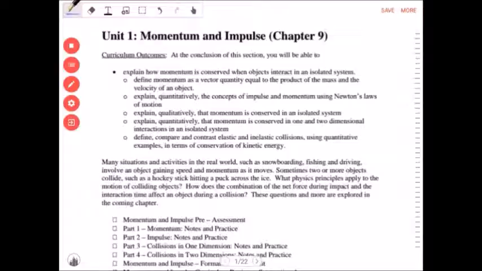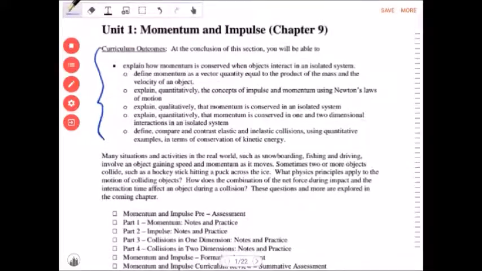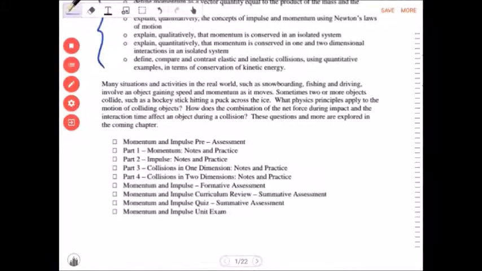So below are several curriculum outcomes that I want you to be aware of. I won't read them in the interest of time, otherwise these videos would be huge, but you can read them below. That is all the things you'll be able to do by the end of this chapter.